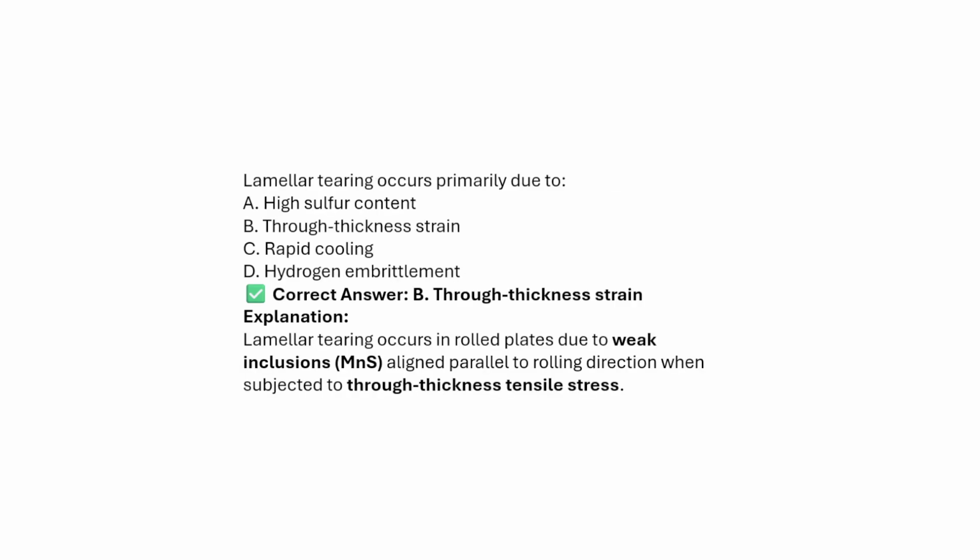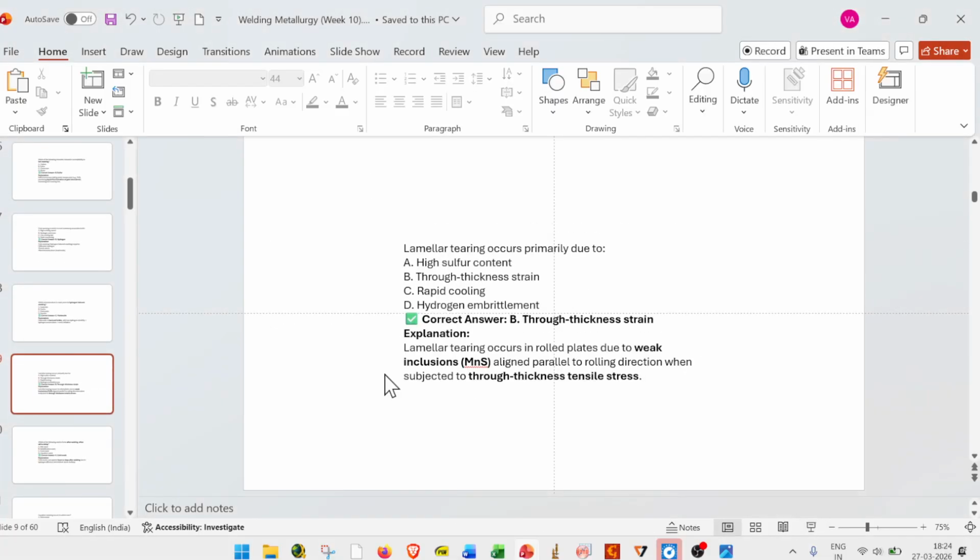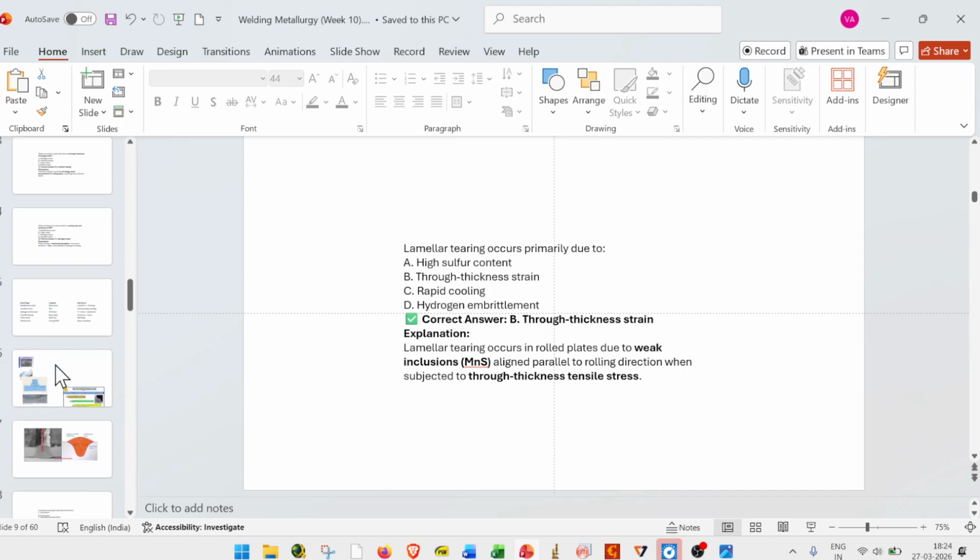Laminar tearing occurs primarily due to higher sulfur content, through-thickness strain, rapid cooling, or hydrogen embrittlement. The answer will be through-thickness strain. Laminar tearing occurs in the rolling plane due to weak inclusions like manganese sulfide aligned parallel to the rolling direction when subjected to through-thickness tensile stress. You can see this laminar tearing process here.